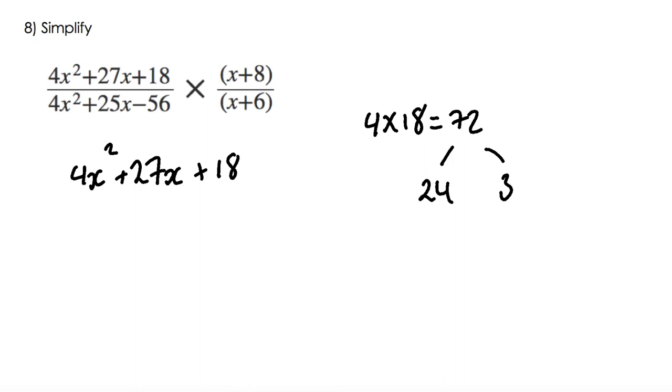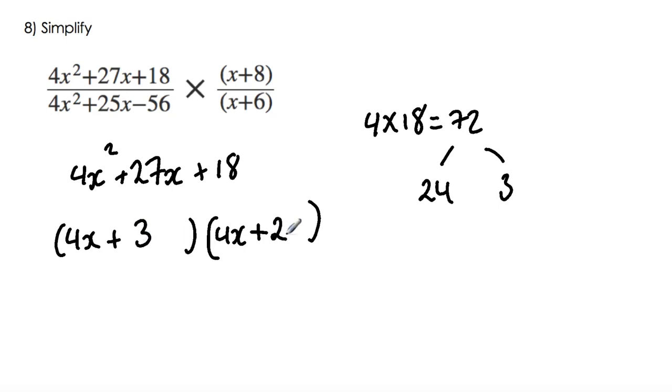So this is the way I like to factorize a quadratic where the a coefficient is greater than 1. So I'm going to put my brackets in. I'm going to put 4x over here and 4x over here. I'm then going to deal with the signs. Positive, positive. I'm then going to put 3 over here and 24 over here. I'm then going to simplify this bracket by dividing everything inside it by 4. So what we should have now is (4x plus 3)(x plus 6).